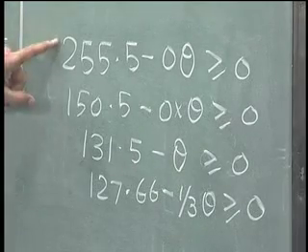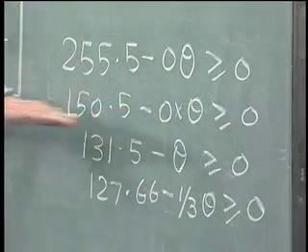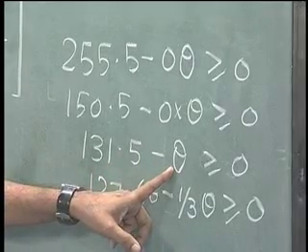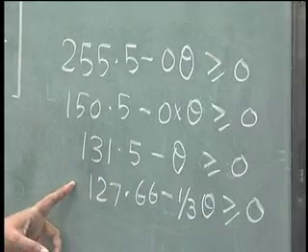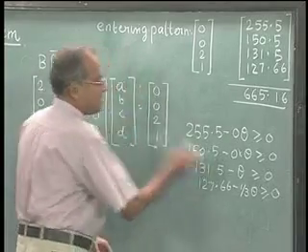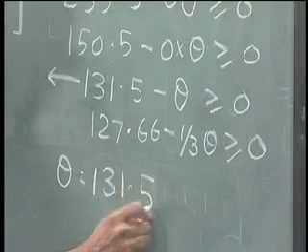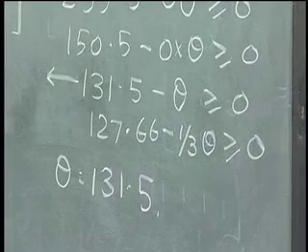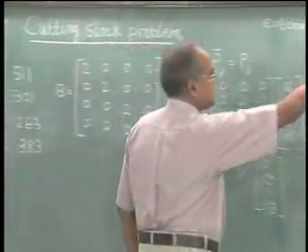Obviously, these two are not going to be useful in finding out theta because the coefficient is 0. We need to look at only these two inequalities. This would give us theta equal to 131.5. This would give us theta equal to 127.66 into 3, which is much bigger than 131.5. Therefore, this inequality will determine theta, and theta will take a value 131.5, and the third pattern will leave the basis, which means this pattern will leave the basis and it will be replaced by the pattern 0 0 2 1.